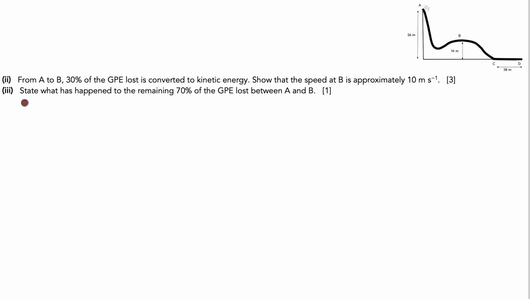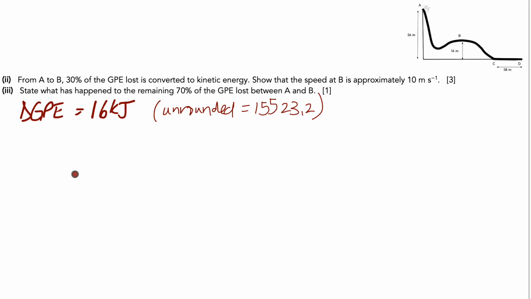So from our previous question, we had that the change in gravitational potential energy was 16 kilojoules. I'm actually going to be using the unrounded answer in my calculations, just to make things a little bit easier. That number should already be in my calculator. So that means I have 30% or 0.3 times that mgh, and we have our change in h, and that's going to be converted into kinetic energy, 1/2 mv squared. Notice my m's will cancel out.